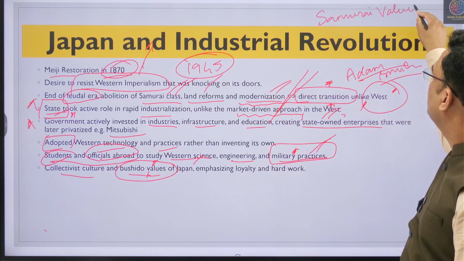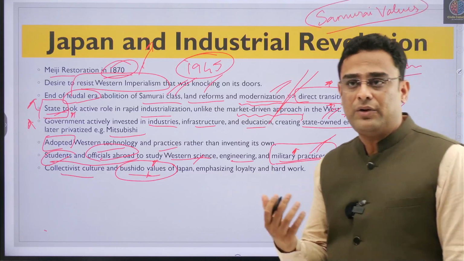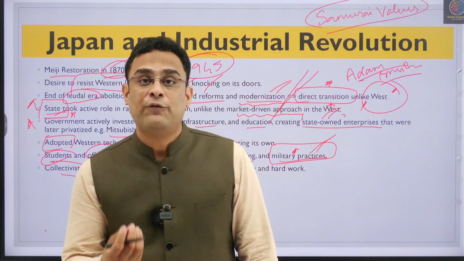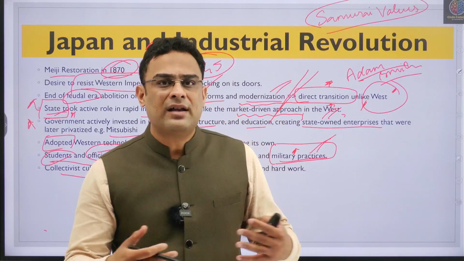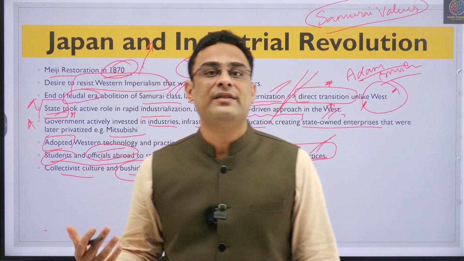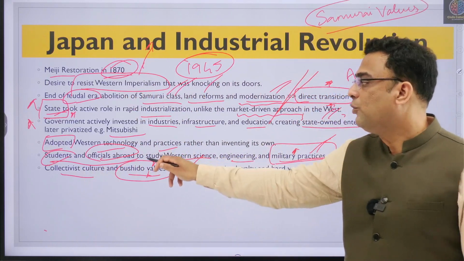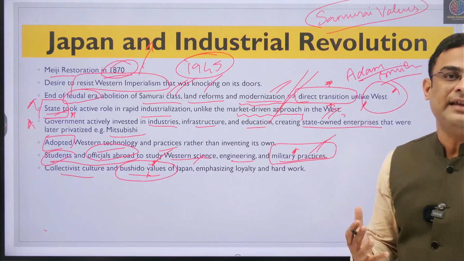Samurai values. Samurai values में क्या आता है? You know, courage, chivalry, love for your country, loyalty, discipline. So there are a set of values which they consider very important. These are collectively called as Bushido values in Japan. So that was ingrained in their psyche.